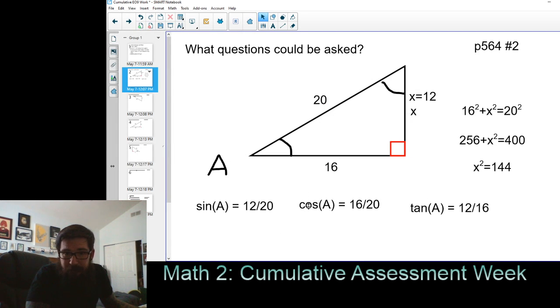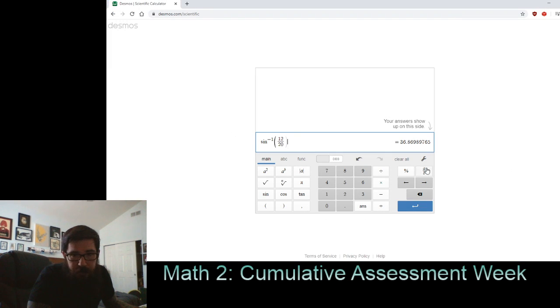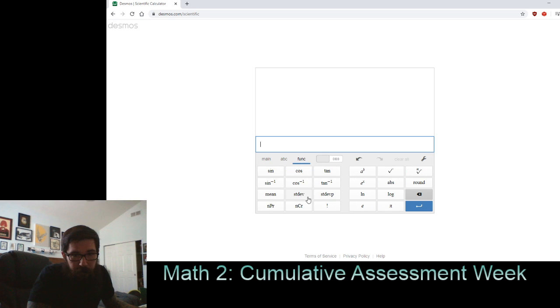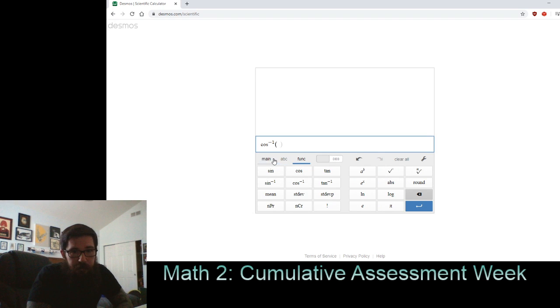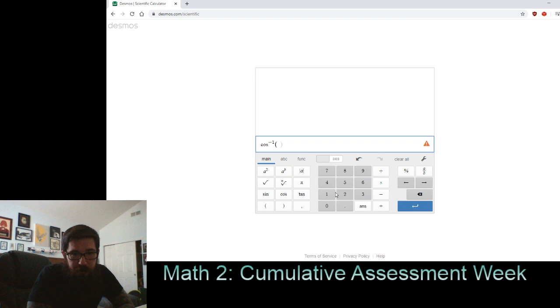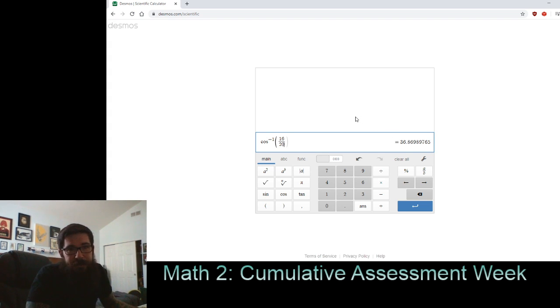I could also do an inverse cos of 16 over 20 to find A. Let's do that one. Go to my functions, inverse cos of 16 divided by 20. Oops, I pressed these wrong. Let's try that again. Inverse cos. Let's actually click the right buttons this time. And we get that same 36.9.